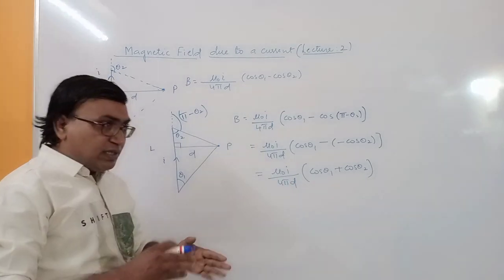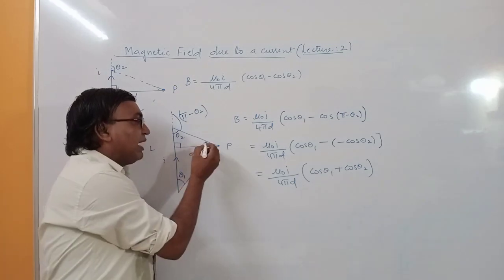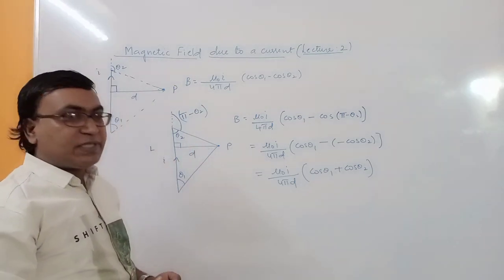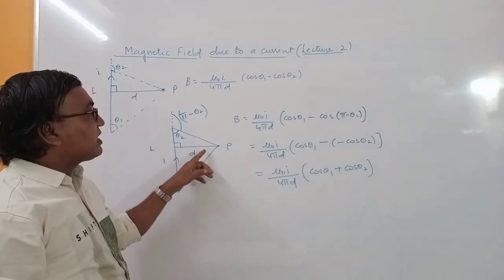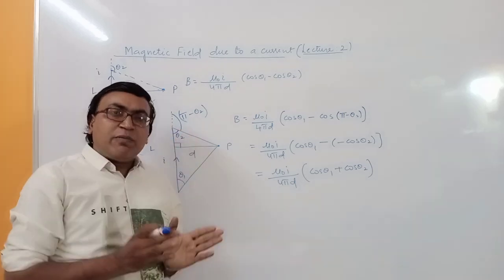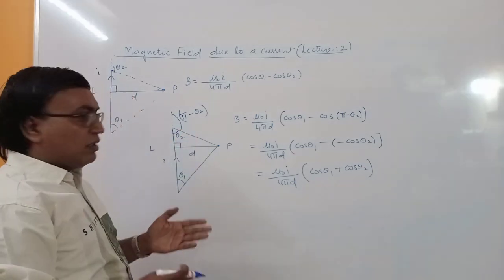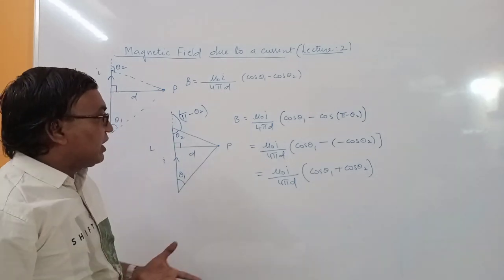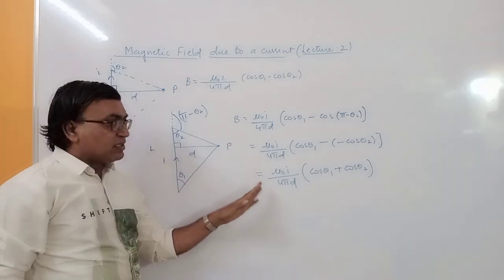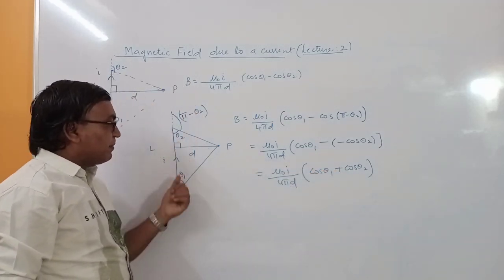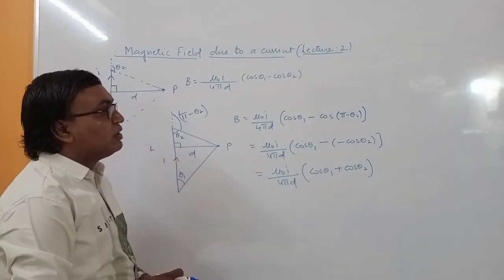And in some other books angles are taken at this point. So while solving problems, it depends on your skill how to use these formulas. You can stick to one formula, or depending on the problem and the ease of the solution, you can use different formulas. So it is very simple. Cos theta 1 plus cos theta 2. I have used the notations here theta 1 and here theta 2.